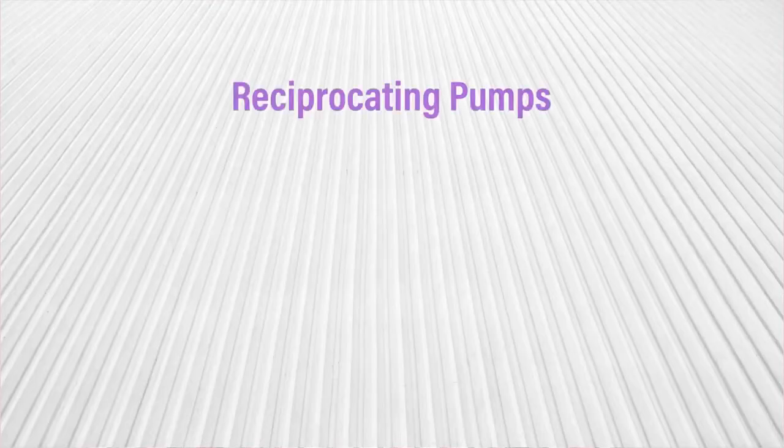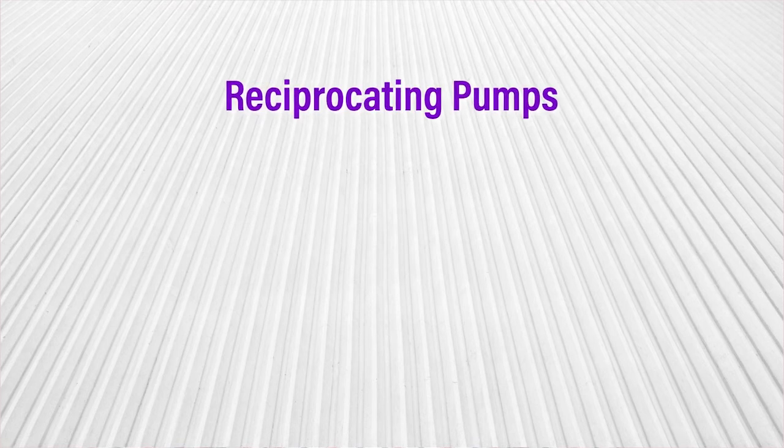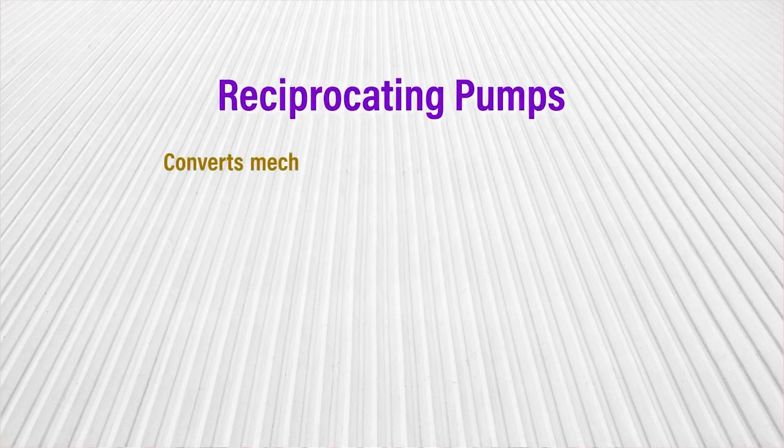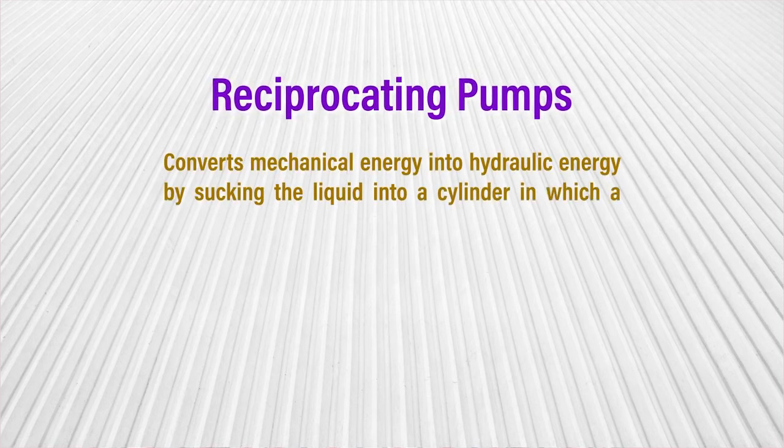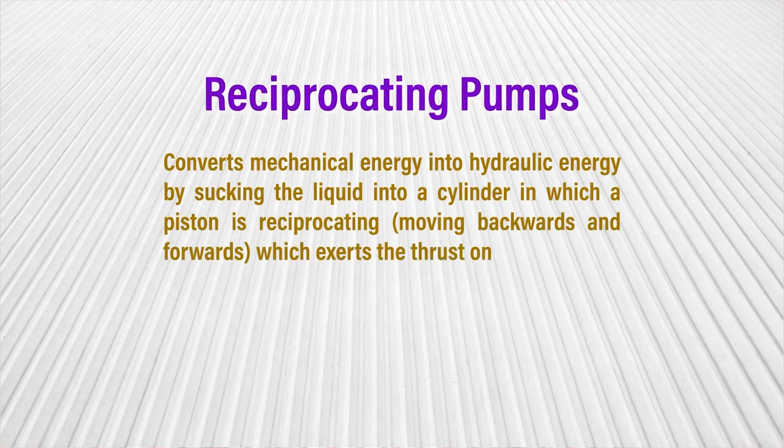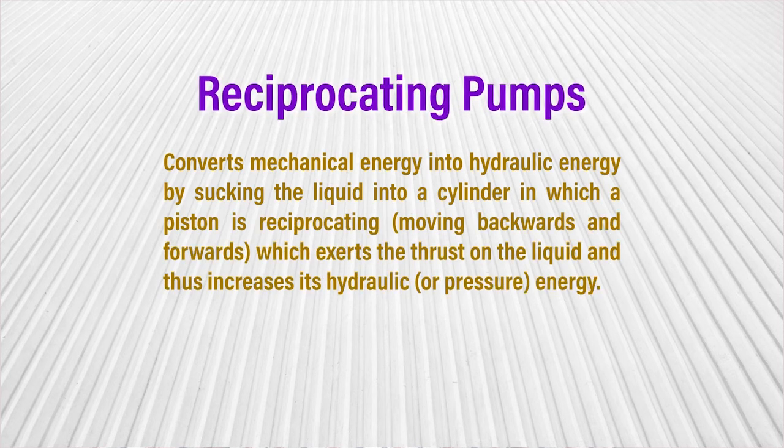Let us start with what reciprocating pumps are. Reciprocating pumps convert mechanical energy into hydraulic energy by sucking the liquid into a cylinder in which a piston is reciprocating, which means that the piston is moving backward and forward. This reciprocating motion exerts a thrust on the liquid, and this increases the hydraulic energy or the pressure energy of the liquid, ultimately resulting in a liquid with a much higher pressure energy than what it started off with.